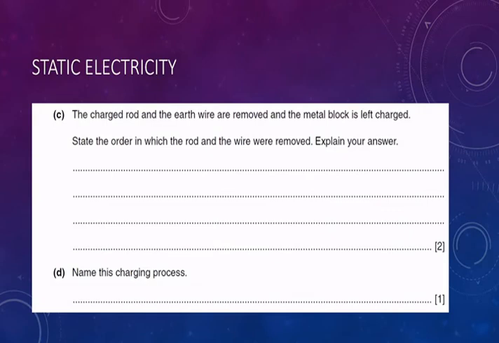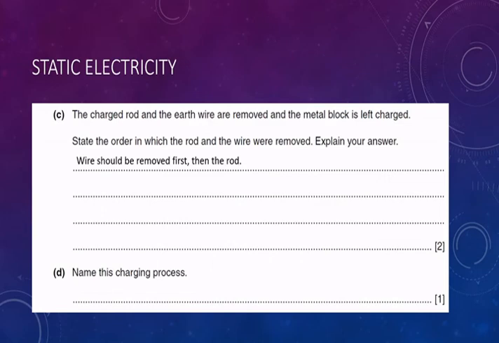9c. The charged rod and the earth wire are removed, and the metal block is left charged. State the order in which the rod and the wire were removed. Explain your answer. Which one must be removed first? Of course, we have to remove the wire first.